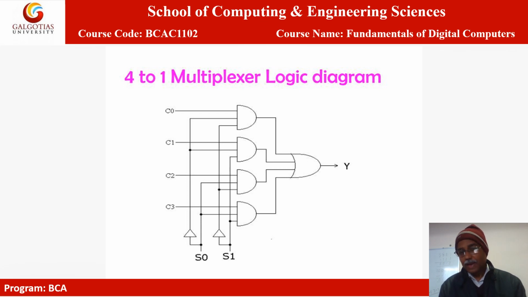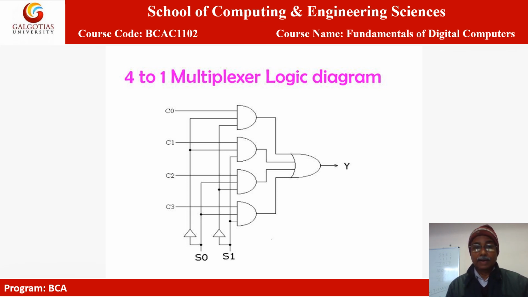Similarly, when the value of S0 is 1 and S1 is 0, what will happen? The value of S0 is 1 and the value of S1 is 0. Now look here, this triangle will invert 1 to 0. So in the first AND gate, 0 will enter, so nothing will come out. In the second AND gate, S1 is 0 and S1 is entering directly. So one of the inputs will be 0, so nothing will come out.